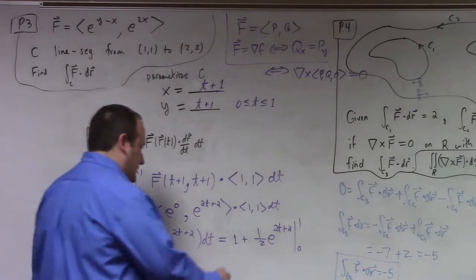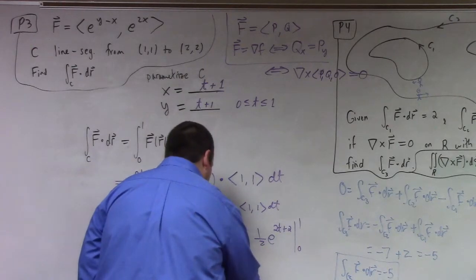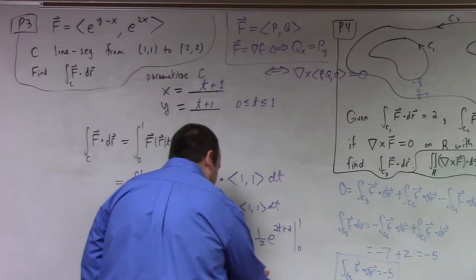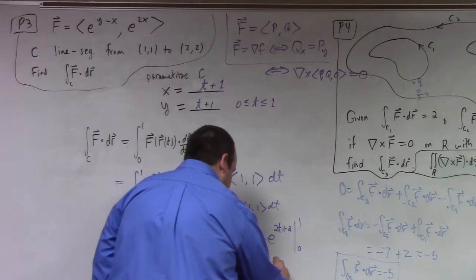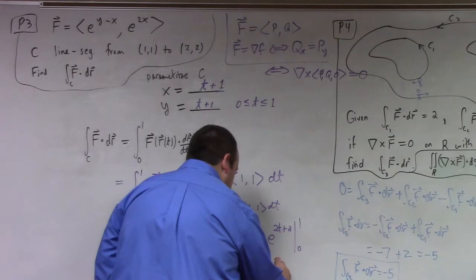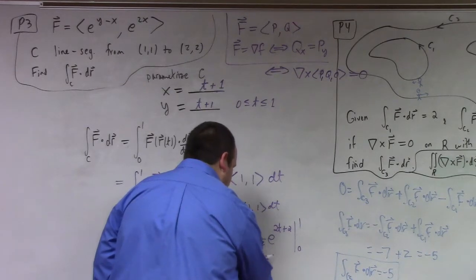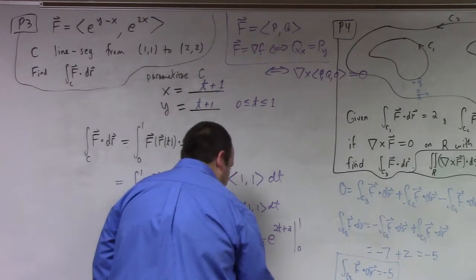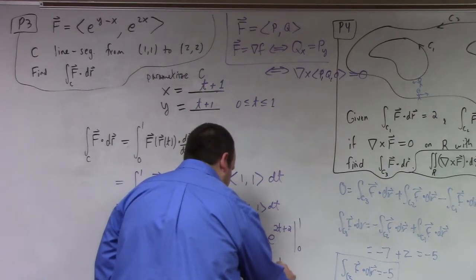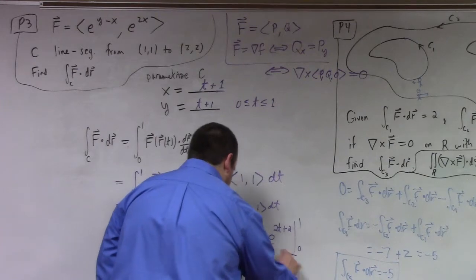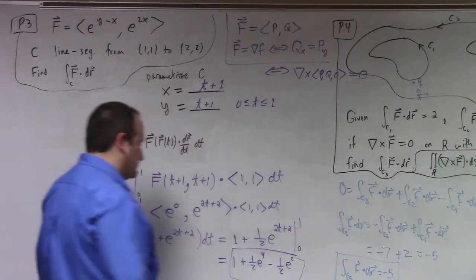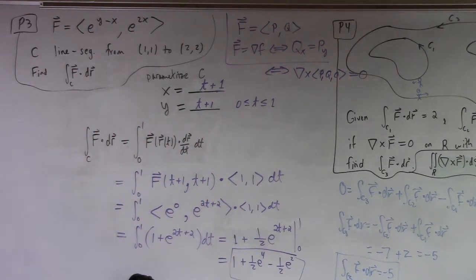And so what does that give me? 1 plus 1/2 of e squared. I can't do math. e to the 4th, right? 1/2 of e to the 4th minus 1/2 of e squared, yeah. So there you go. It ain't pretty, but I think it's right. Okay.